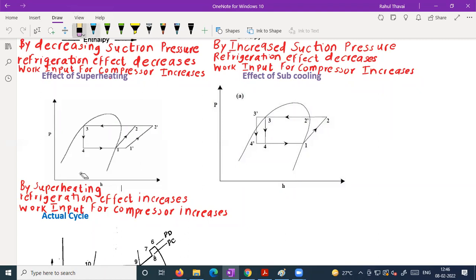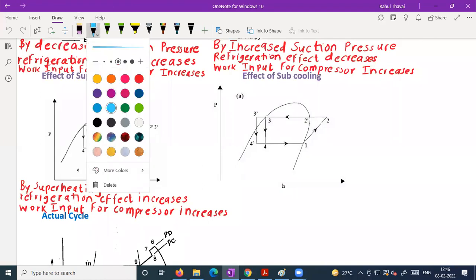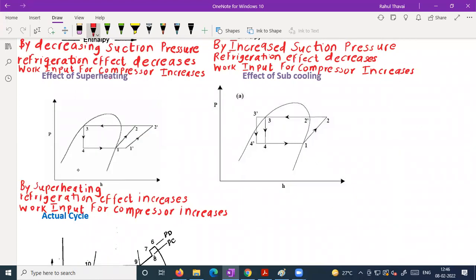Okay, so now let us start with the next one: by subcooling. See all of you, our initial cycle is 1, 2, 3, 4, right? Now see, we will subcool it. When you talk about point number 3 dash, it is subcooled.